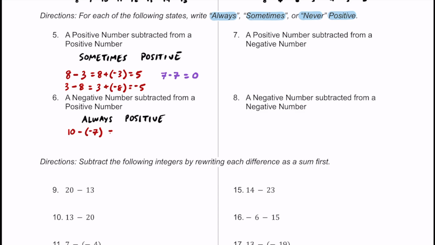So if you were to rewrite this using addition, we keep the 10, change the subtraction to addition, and write the opposite of -7, that's going to be +7. That's going to equal 17, right? So whenever you take away a negative from a positive, you end up adding anyway.